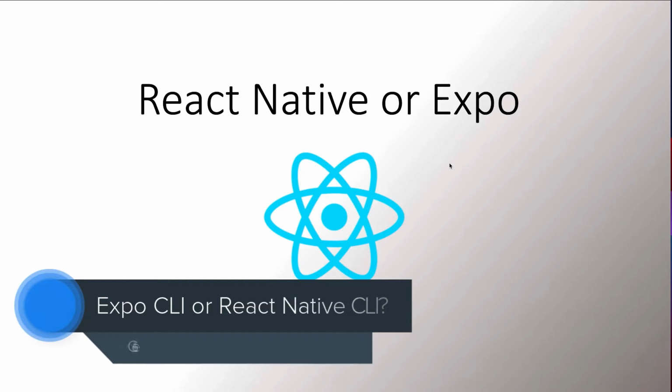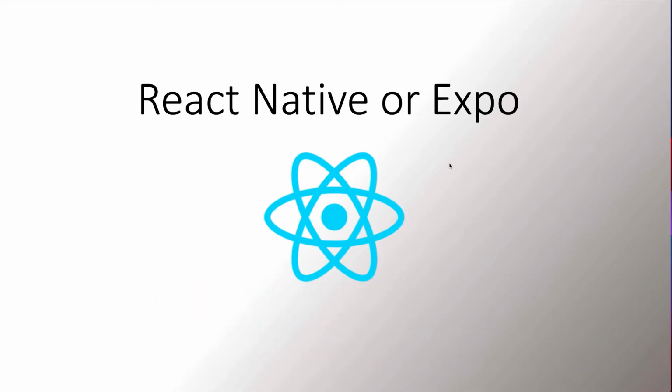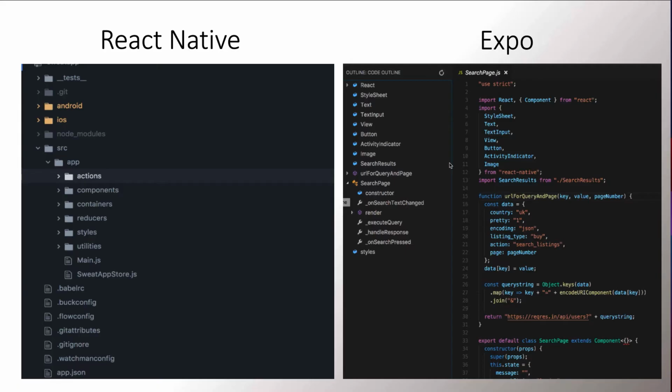I'm sure when you were reading about React Native, you heard about Expo. Expo is also a command line interface to build React Native projects, and it provides many tools and components which are ready to be used in React Native. The main difference between React Native and Expo is in the code structure.